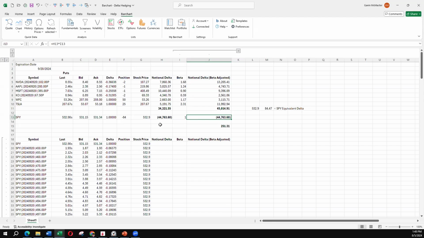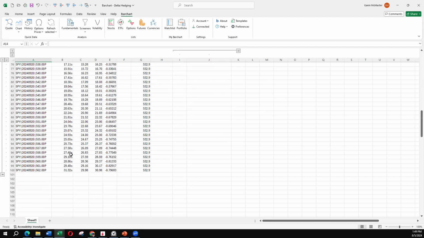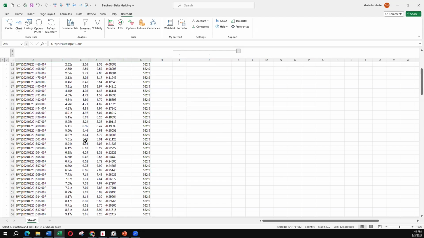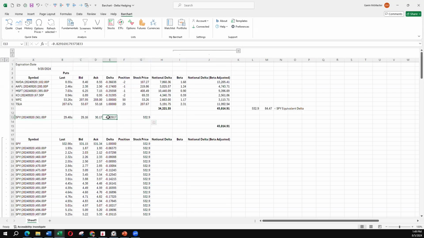Another way to do it, if we didn't want to short sell the stock or the ETF, we could use put options. So we could buy some put options, 84 delta worth of put options. So let's take a look at that. Let's grab an 84 delta. We'll grab this one. 83 delta, close enough. If we buy that put option, we take our delta times our position times 100 times the stock price. And again, beta of 1. Again, more or less completely hedged.